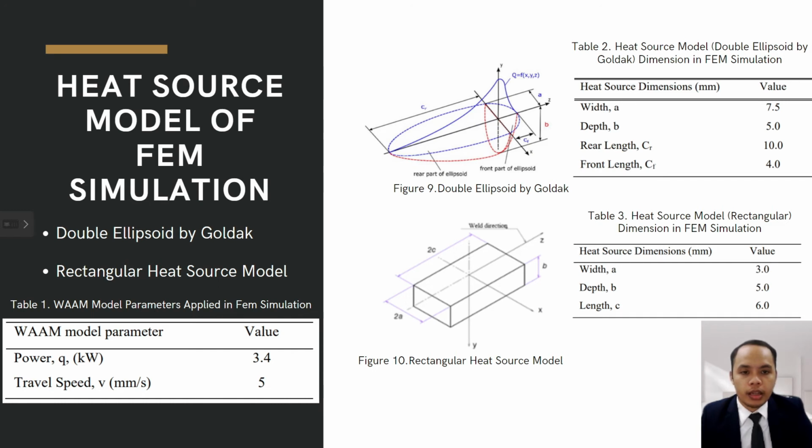The parameters applied in this model are 3.4 kilowatt power with a travel speed of 5 mm per second. These parameters were taken from previous experimental data. Tables 2 and 3 show the dimensions of the heat source models applied in the FEM simulation.